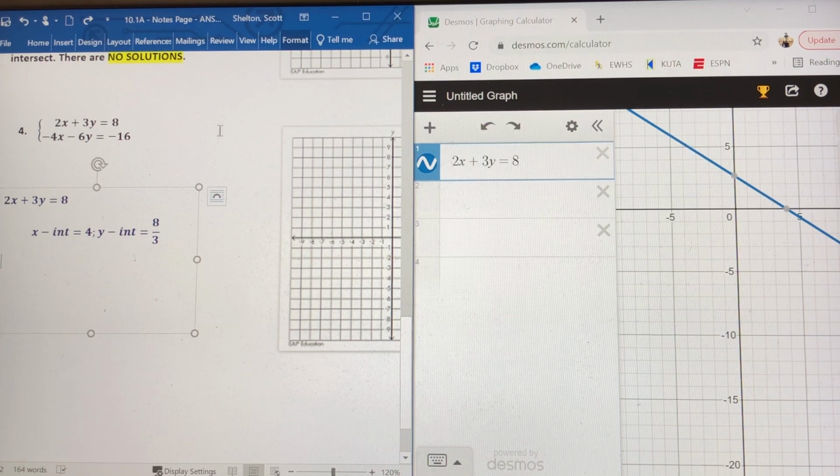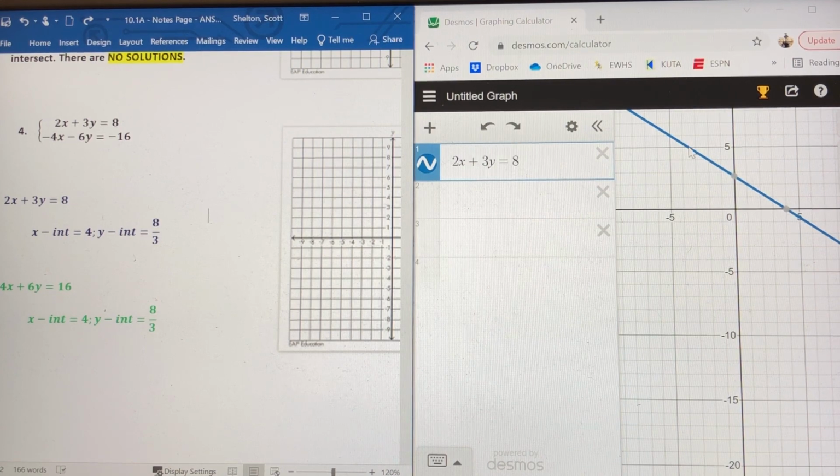Now with my second equation, negative 4x minus 6y equals negative 16. What I've done here is multiply everything by negative 1 to make it all positive. So my x-intercept is going to be 4, and my y-intercept is going to be 8/3 again. Notice they have the same x-intercept and the same y-intercept. That makes them the same line. So you see the blue line here. When I graph my second equation, it's going to be the same line.